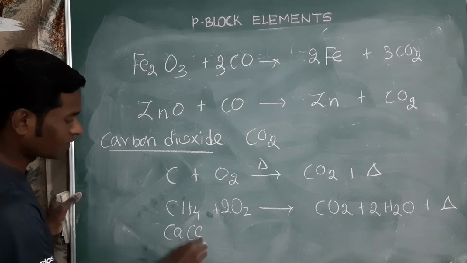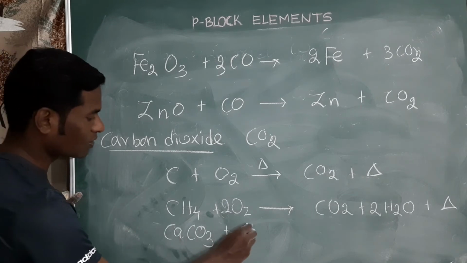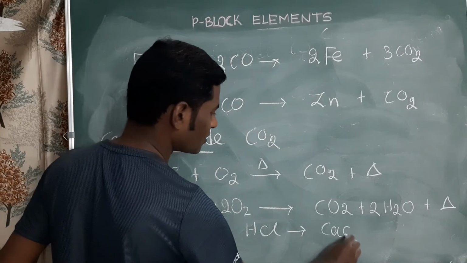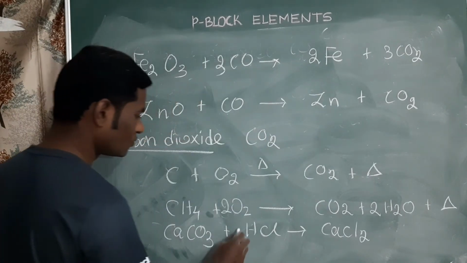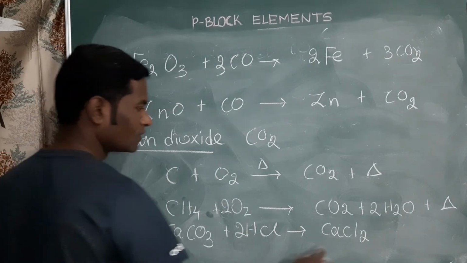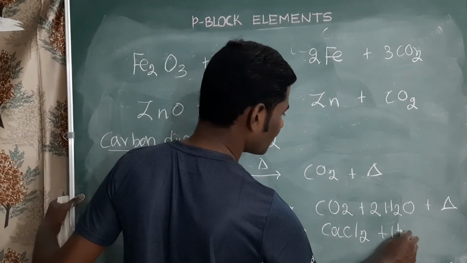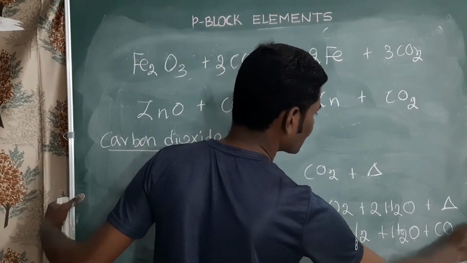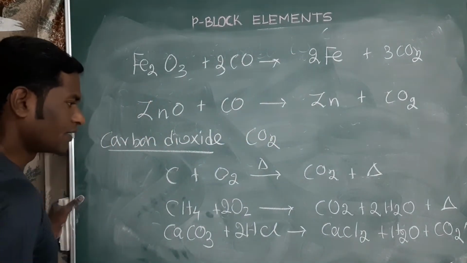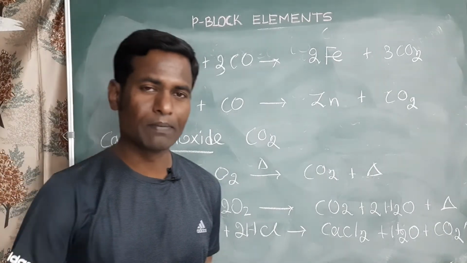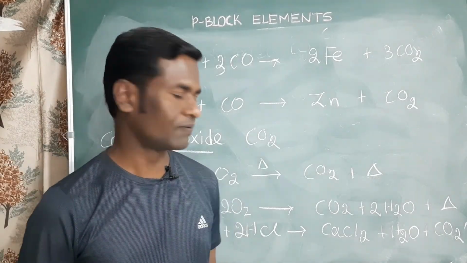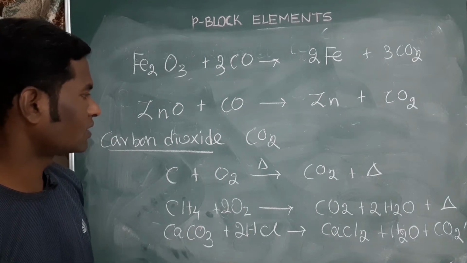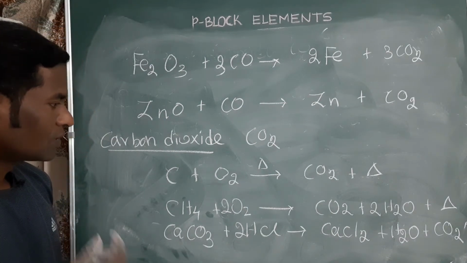Any metal carbonate, for example calcium carbonate, treated with acid gives the corresponding salt, calcium chloride. So we will take 2 molecules of hydrochloric acid. These 2 hydrogens combine with one of the oxygens to form water and liberate carbon dioxide gas. When calcium carbonate is treated with hydrochloric acid, brisk effervescence is seen due to liberation of carbon dioxide, forming the corresponding salt, calcium chloride.